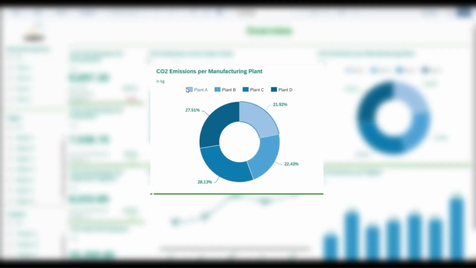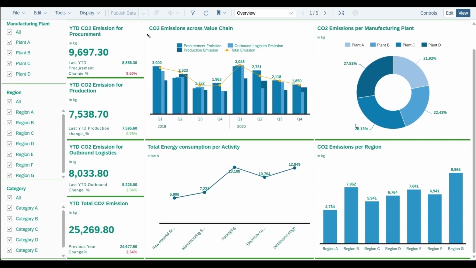To the right, the CO2 emissions per manufacturing plant pie chart displays the proportion of total emissions contributed by each plant. We have added a variety of additional charts that cater to specific customer requirements by utilizing different dimensions and measures. These customized charts can provide deeper insights and more granular analysis, ensuring to meet specific customer needs.